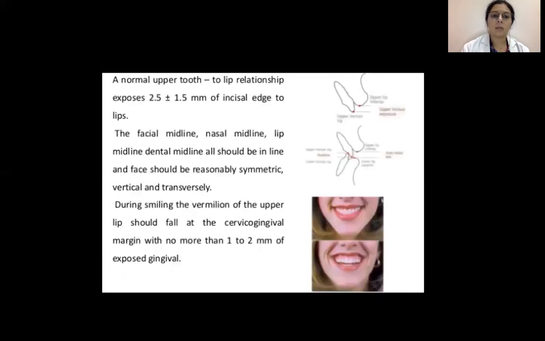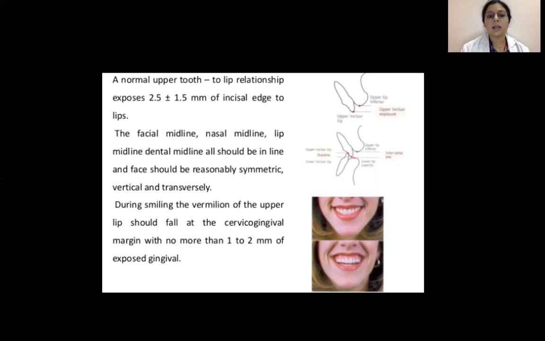A normal upper tooth to lip relationship exposes 2.5 plus or minus 1.5 mm of incisal edge to lips. The facial midline, nasal midline, lip midline, dental midline all should be in line, and the face should be reasonably symmetric, vertically as well as transversely.